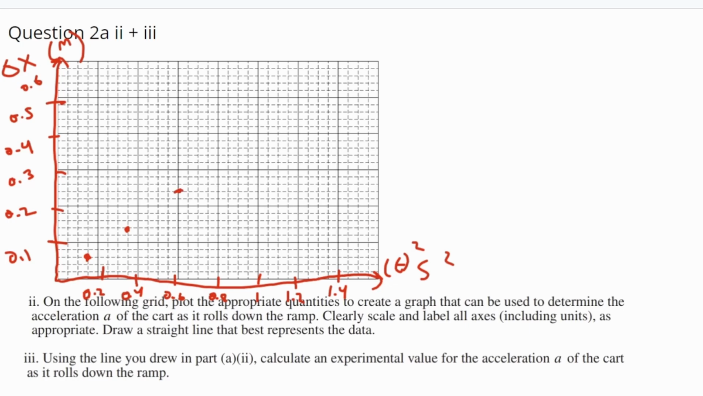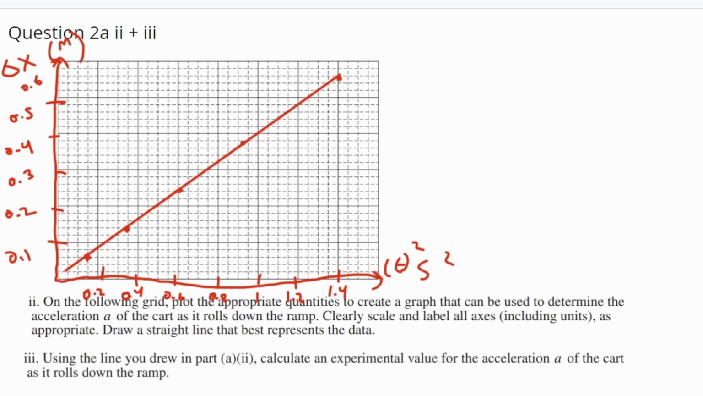Another point was between 0.8 and 0.1 seconds, leaning towards 0.1 seconds and more towards 0.4 meters, so it's right about here. And our last point was almost at 1.4 seconds, slightly above that, and the data point was in between 0.5 and 0.6 for displacement, so it should be right about there. If we were to draw a line here, it would go something like this.